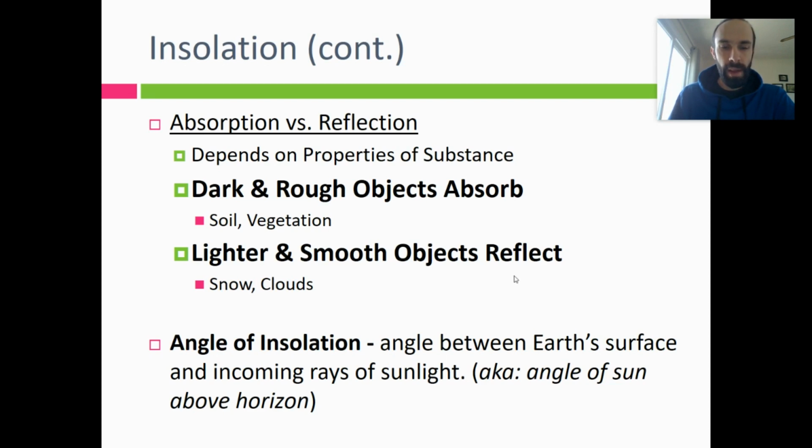Now let's think about that in terms of real stuff. So soil, pretty dark color, a forest, kind of a dark green color, and rough and bumpy, very good at absorbing. Lighter colored stuff like snow and clouds and smoother surfaces reflect a lot. So dark, rough, absorbing; light, smooth, reflecting. And that's an important concept to remember.